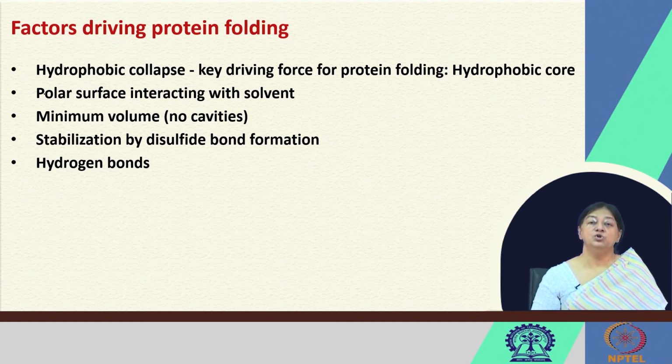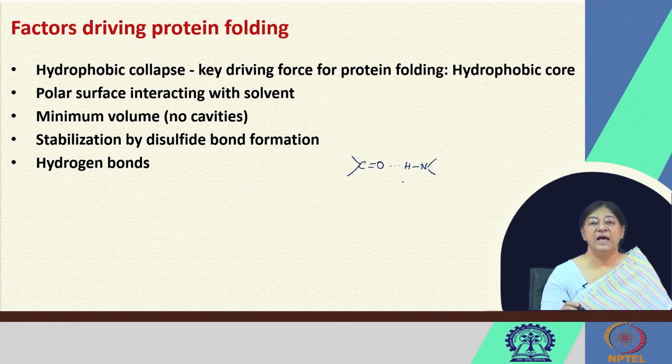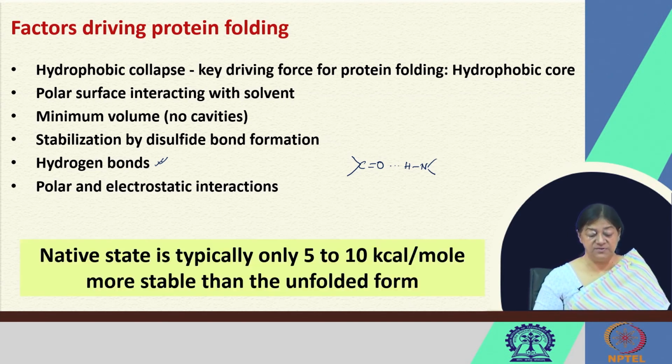Hydrogen bonds, not only between, we know that the hydrogen bonds always form between the C double bond O and the NH, but in this case we can also definitely have hydrogen bonds between the side chain residues that have polar components, in the sense they have oxygen or nitrogen in their side chain, to also form hydrogen bonds that are going to stabilize the structure. Polar and electrostatic interactions between ion pairs can be associated with the acidic and the basic amino acid residues.